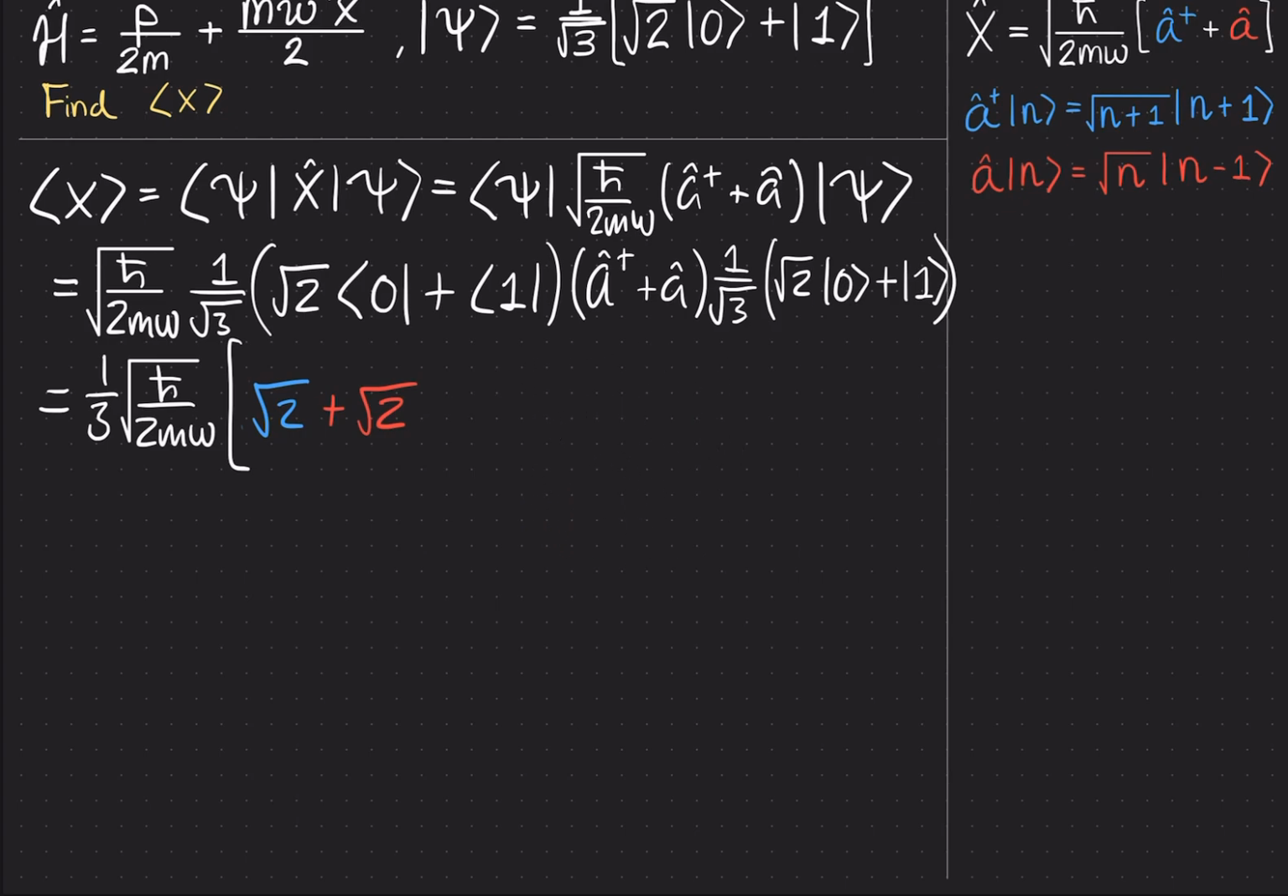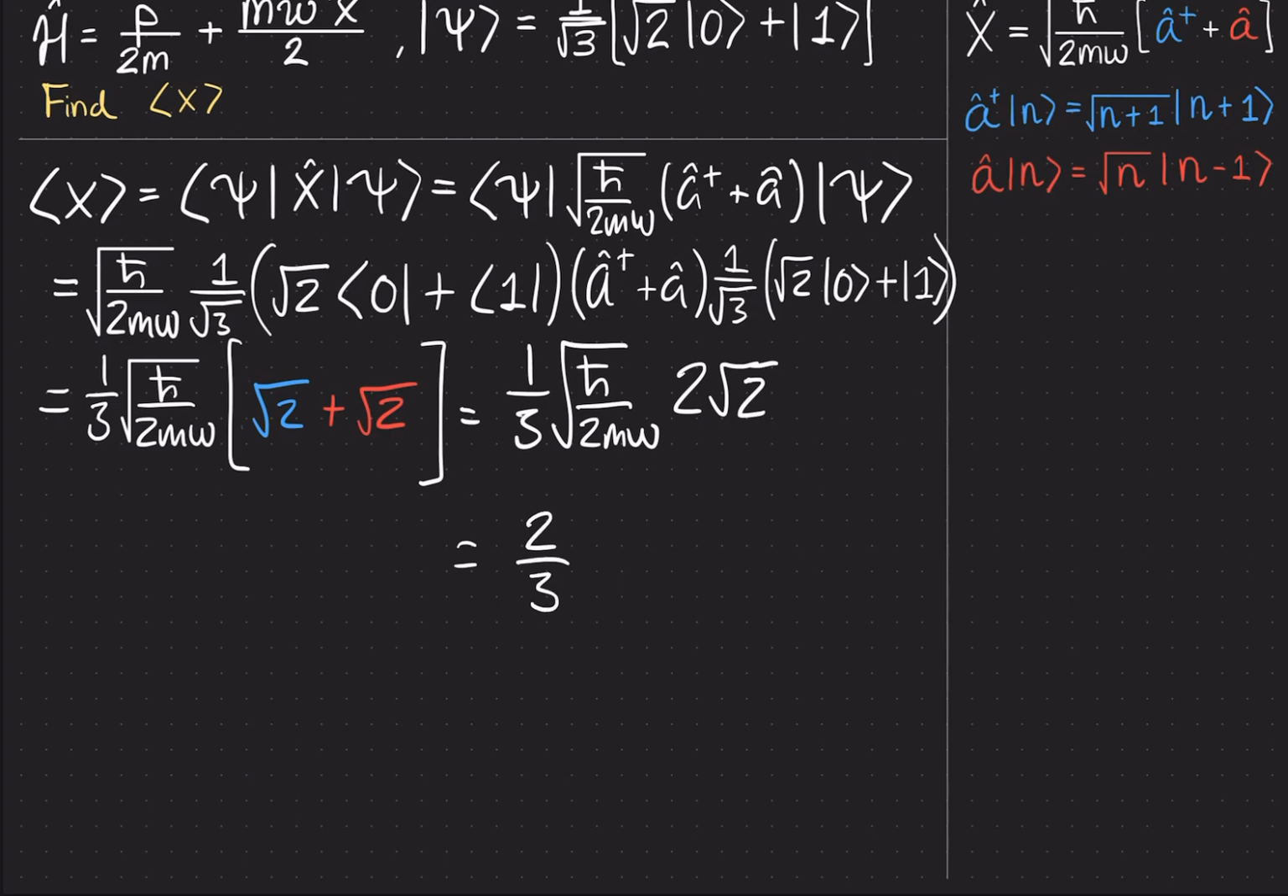So overall, we get these 2 square root 2's, and so what we can write is 1 over 3, h bar over 2m omega, times 2 root 2. We can simplify this a little bit more. This root 2 cancels out with this 2 here, and so we're overall going to get 2 over 3 times the square root of h bar over m omega. And that is our answer.